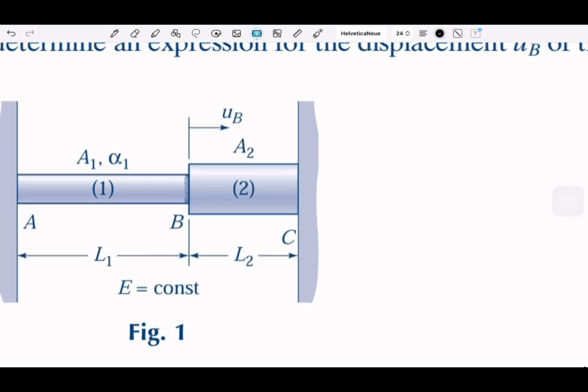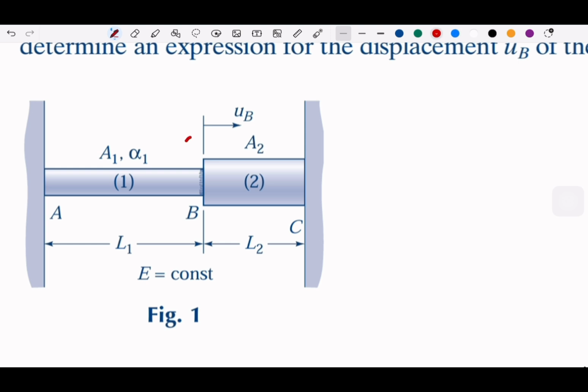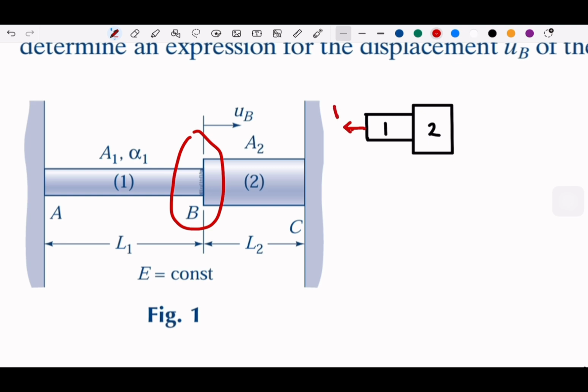So perhaps we could take the section in between, which is section B, as our main observation. Let's say this is element 1, and this is element 2. Here is F1, here is F2. Through our observation at section B, between element 1 and 2, we could see that on the horizontal axis, we only have this equilibrium.